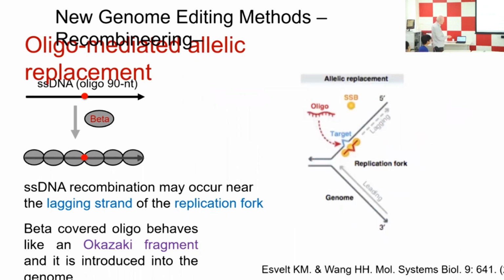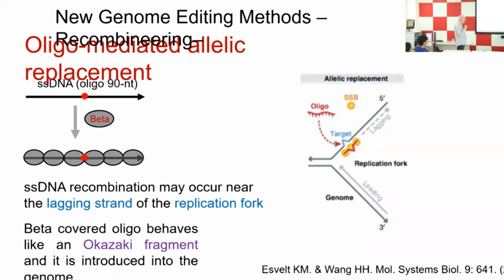So this is exactly what happens. This is the replication fork. If you want to mutate one particular target here, you treat the cells with this mutagenic oligo, where you have a mutation there, together with this recombinase that can be expressed in vivo. And then this oligo will pair with the target in the genome. Obviously, it will not be a perfect pairing because it will have a mismatch or more mismatches, but at the end, it will be able to be inherited because this oligo will be recognized as an Okazaki fragment, one of these replication intermediates, and will be inherited, okay?